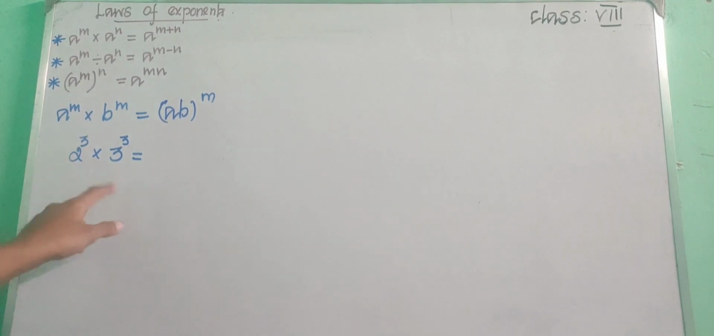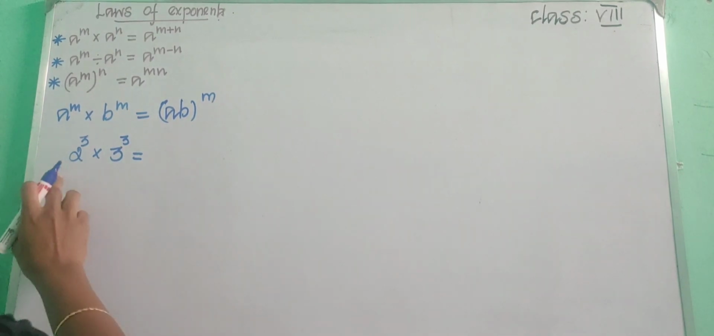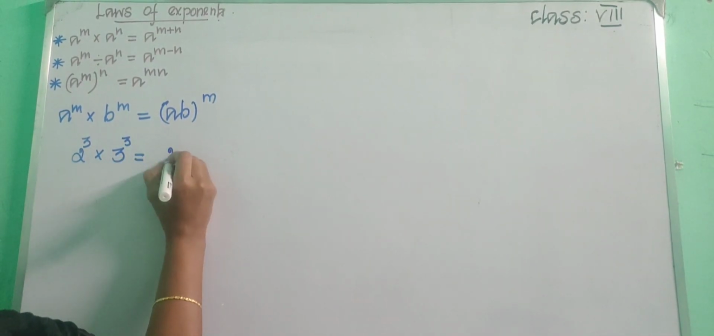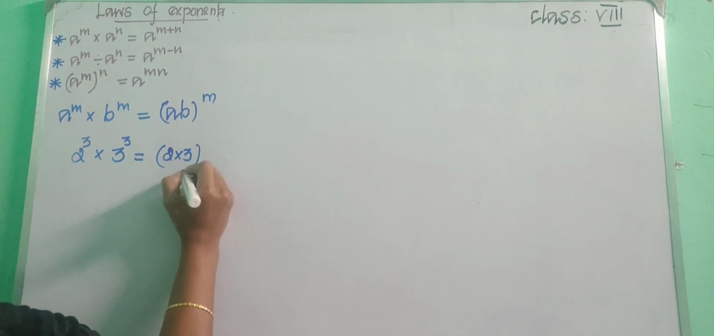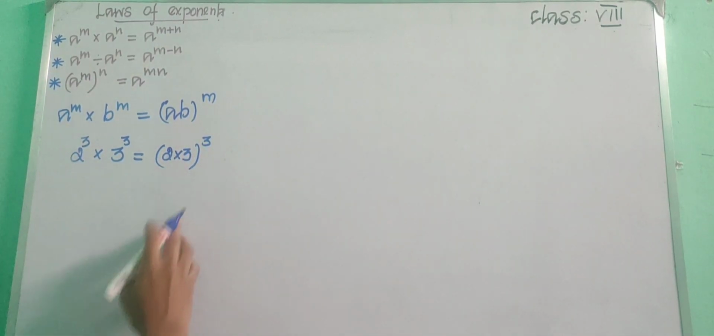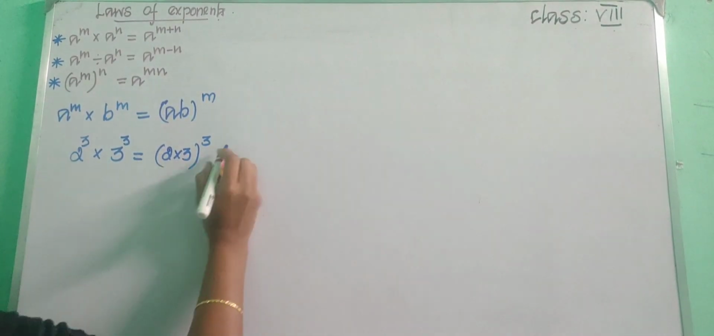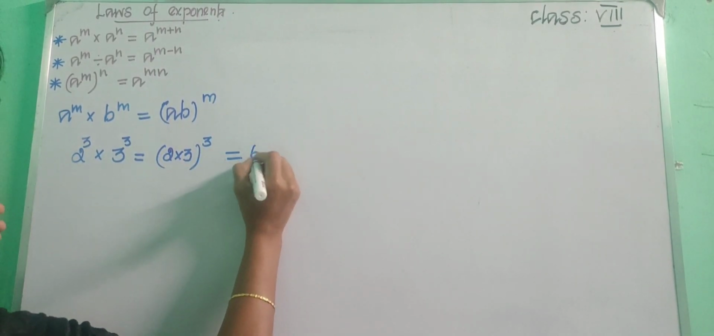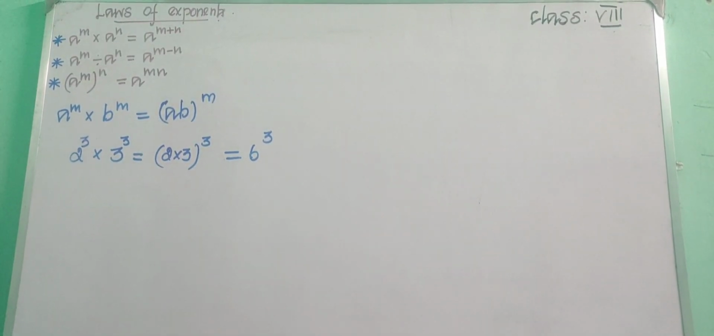So now how will you write the answer for this? 2 power 3 into 3 power 3. We can multiply the bases. So 2 into 3 the whole power 3. How will you get the answer? 2 3s are 6. So 6 power 3 is the answer. Is it clear, children? This rule is called the product of same powers to the power of product rule.